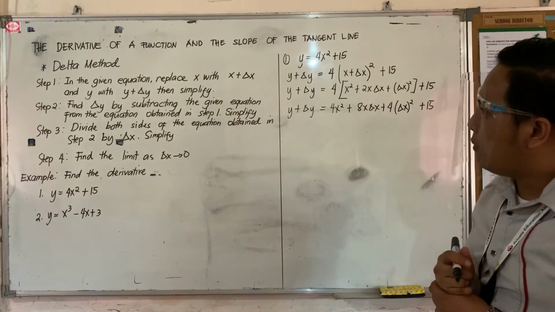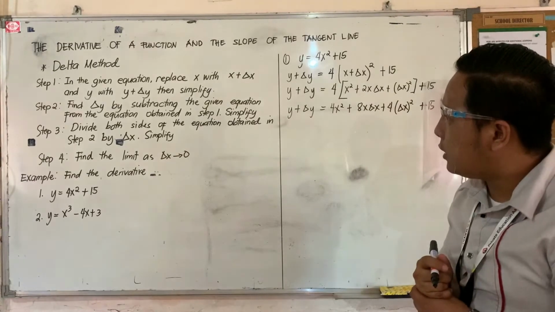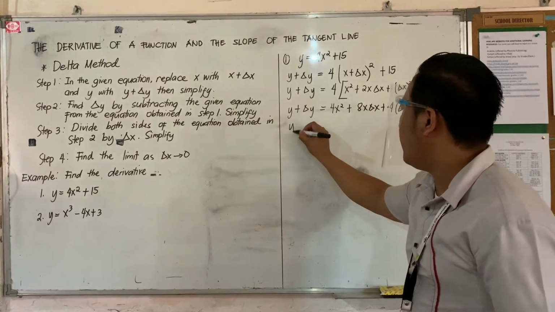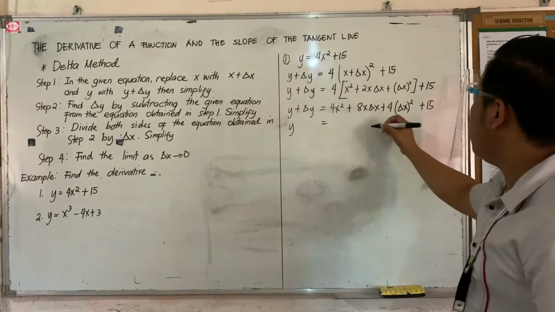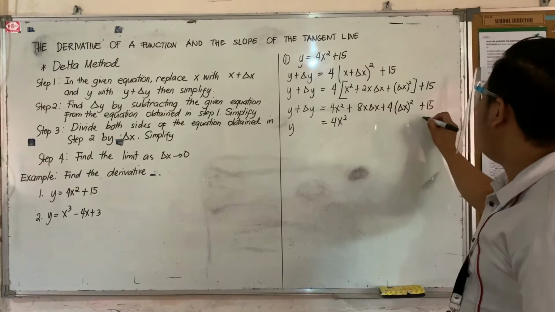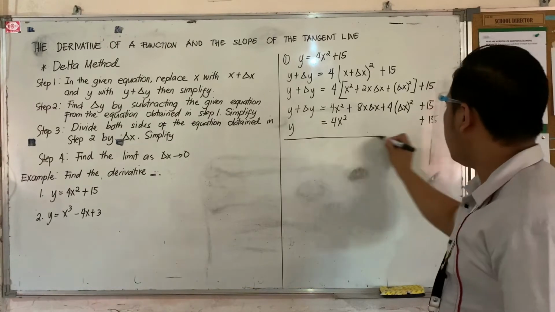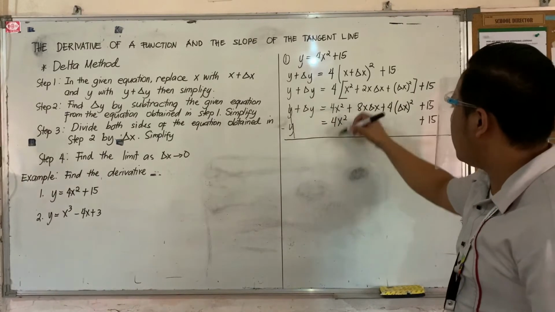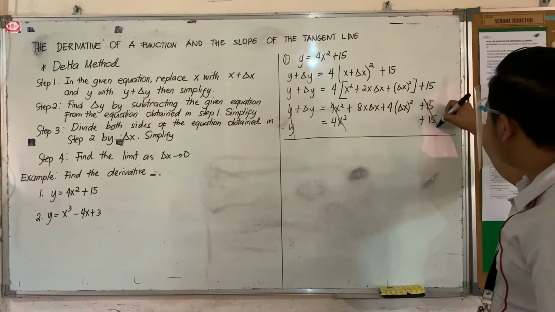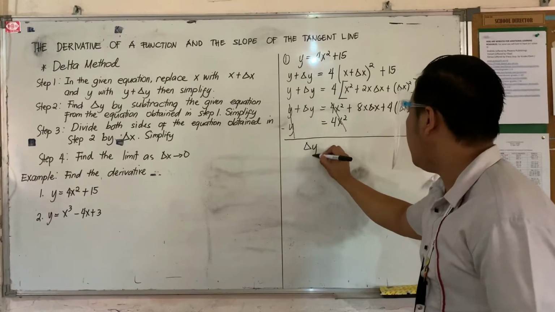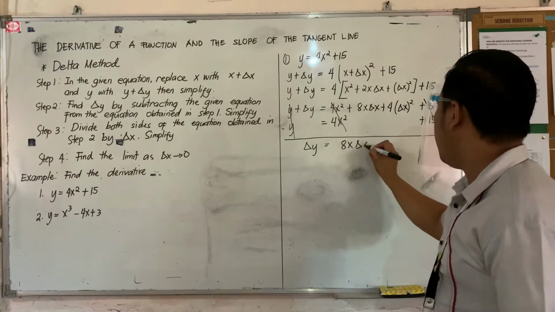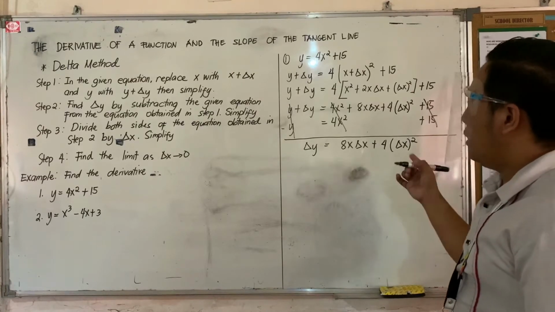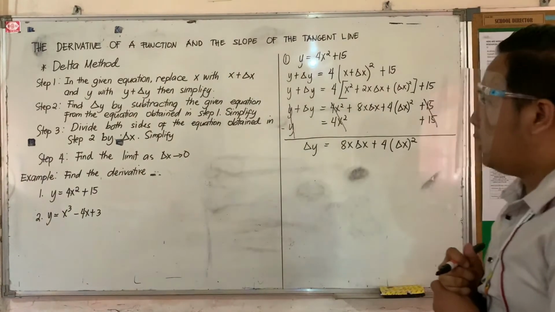Since wala na tayong masisimplify dyan, we will now proceed to the second step. Find delta y by subtracting the given equation from the equation obtained in step 1. So, isusubtract daw natin yung given equation. So, we have y equals yung ating original equation 4x squared plus 15. So, susubtract natin. Subtract. So, y minus y cancelled out. 4x squared minus 4x squared cancelled. 15 minus 15 cancelled. So, the new equation now becomes delta y equals 8x delta x plus 4 delta x squared. Okay, so that's now the simplest form after subtracting to the given equation.